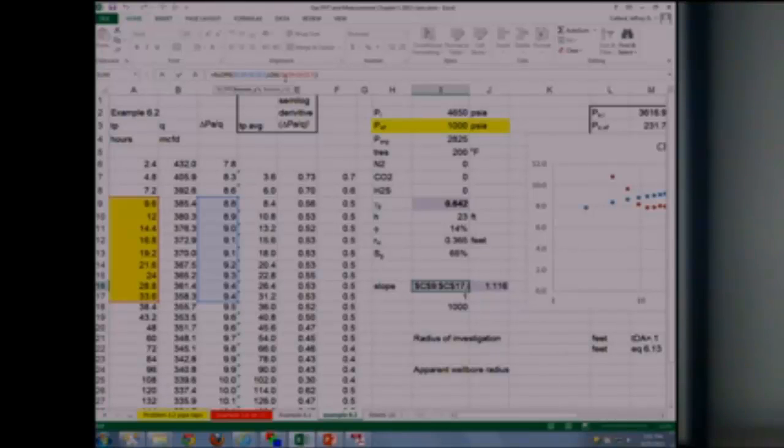The yellow will not be x values? Why? The slope function prompts for known y's first and then known x's second. And you can see I have a logarithm for my x's. I'm taking the log.